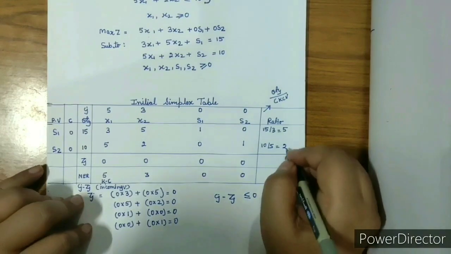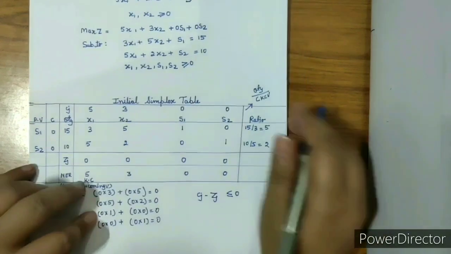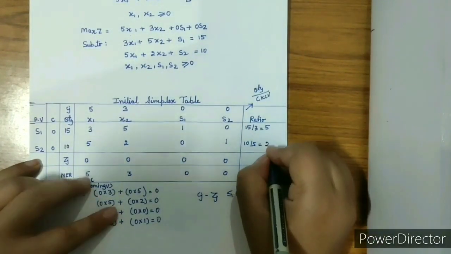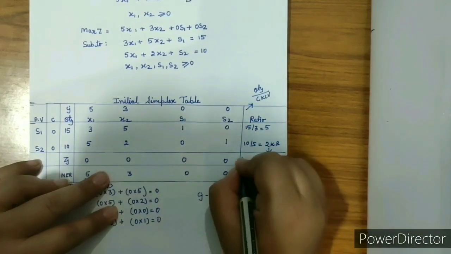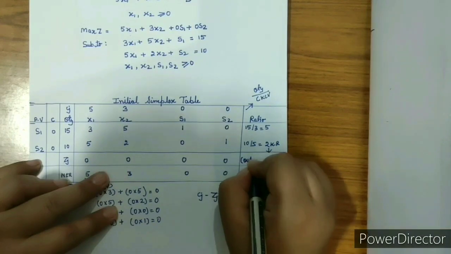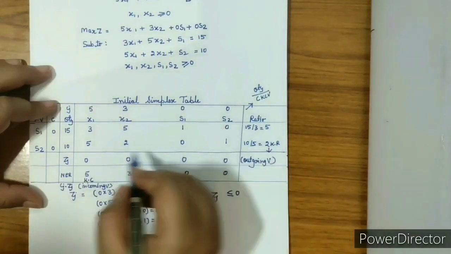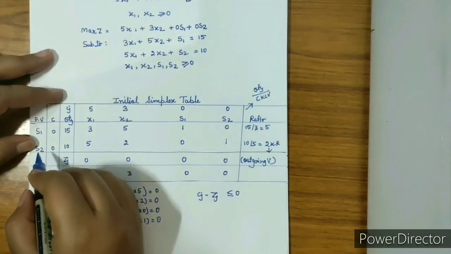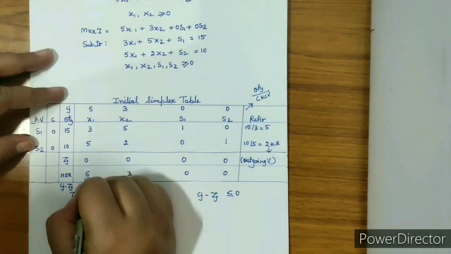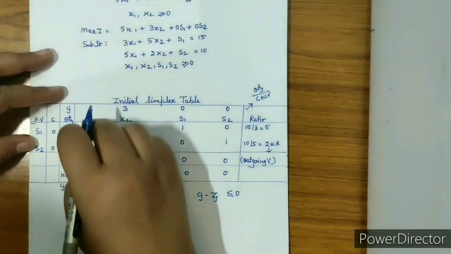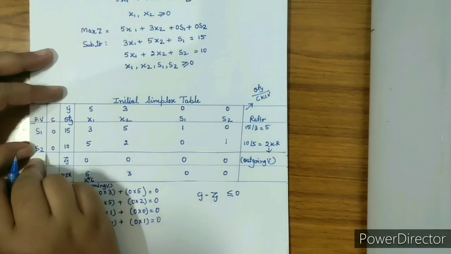In ratio, we select the least positive variable for key row. Here 2 is the least positive variable. So this is our key row. Key row means outgoing variable. It means S2 is outgoing variable and X1 is incoming variable in place of S2.